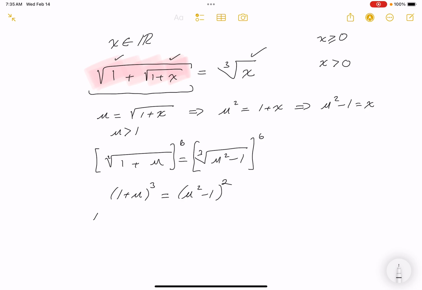So what I'm going to do is I'll just say 1 plus u cubed. And the u squared minus 1 can be factored. And that can be u plus 1, u minus 1. But they're being squared. All right? Now, one thing I know about this, I know that u is greater than 1. So if u is greater than 1, u plus 1 is definitely not equal to 0. So what I'm going to do now is divide both sides by u plus 1.